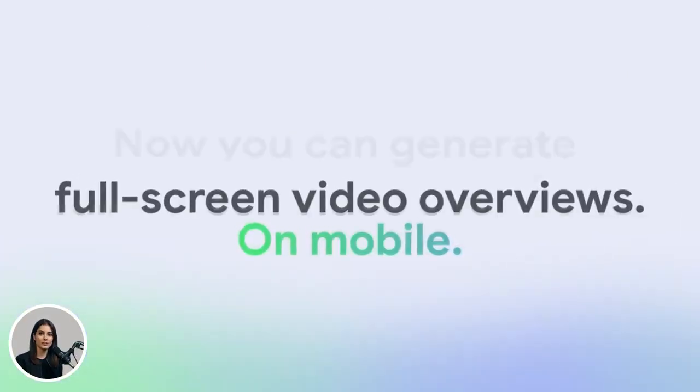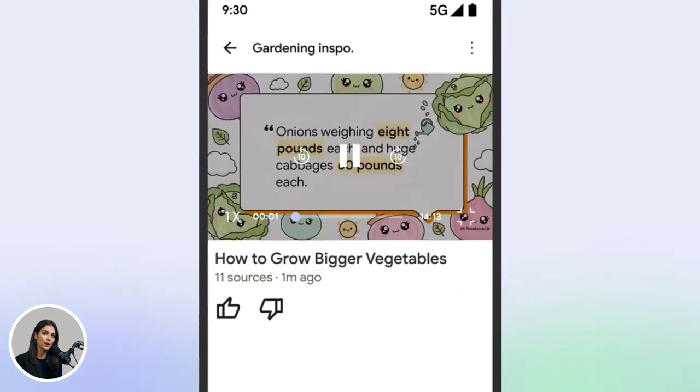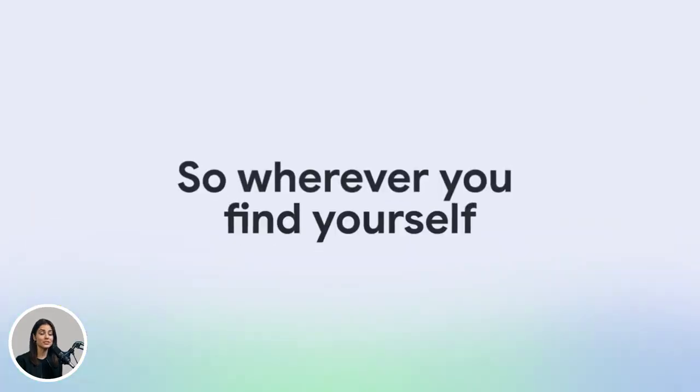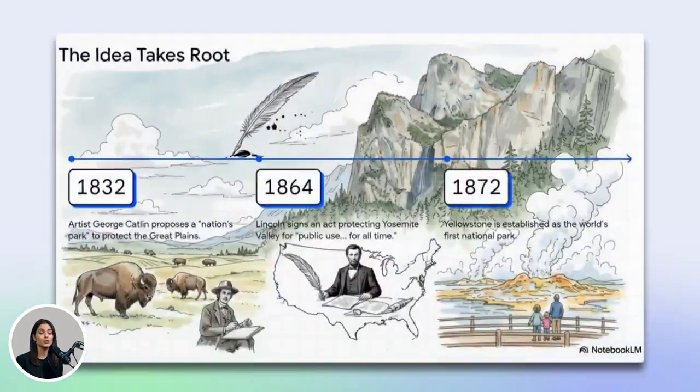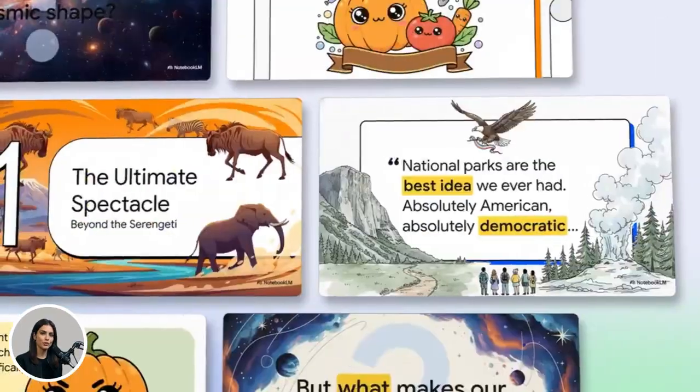On mobile, tap the pencil icon to customize. Choose orientation, landscape, portrait, or square. Select which specific sources to use. Set the output language. Add a custom prompt to guide the style and focus. That level of control is new.